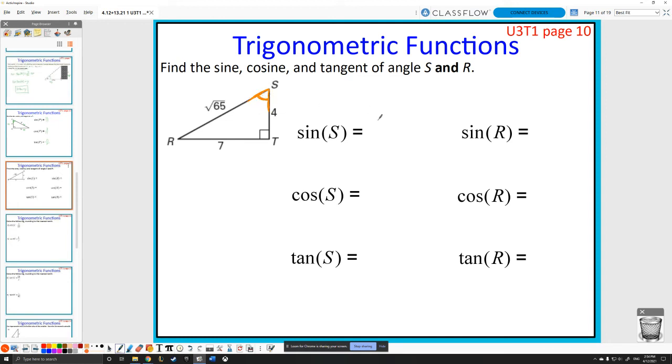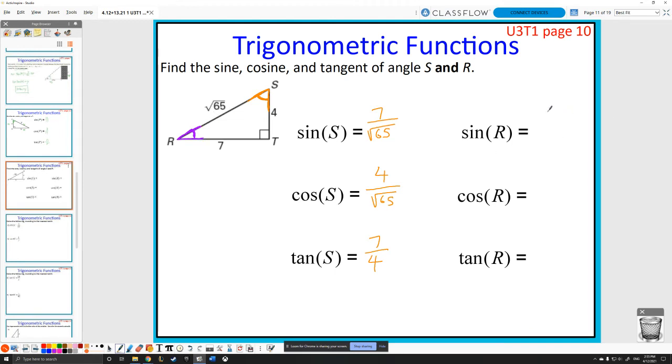So sine is 7 over the square root of 65. Cosine is 4 over the square root of 65. Tangent is 7 over 4. But if we are looking at sine, cosine, tangent of r, which is over here, our perspective is a little different. So our numbers are going to come out a little bit different too.